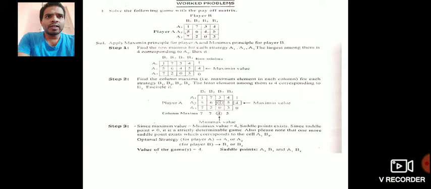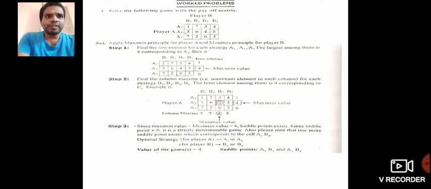Okay, here the problem has player A and player B. Player A has three strategies A1, A2, A3, and player B has four strategies B1, B2, B3, B4, and he has given the payoff, which you can call the elements in the matrix. Now, the first step.